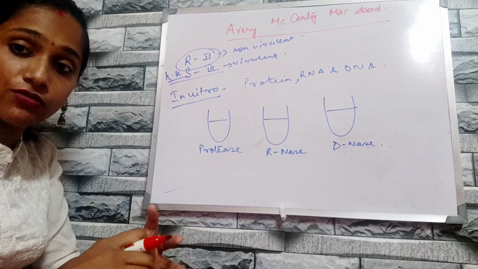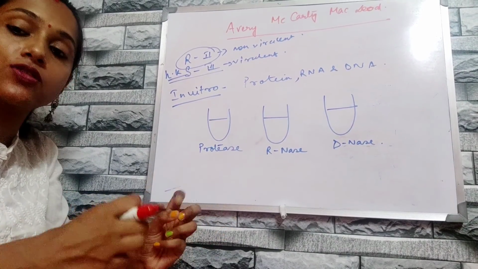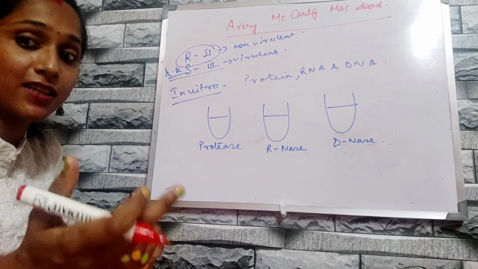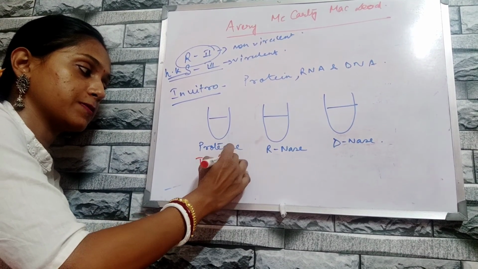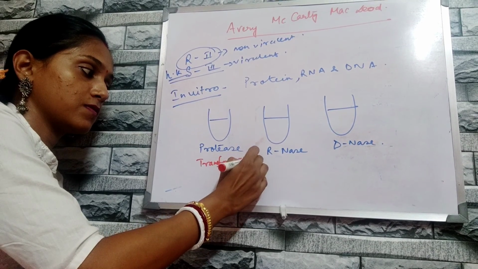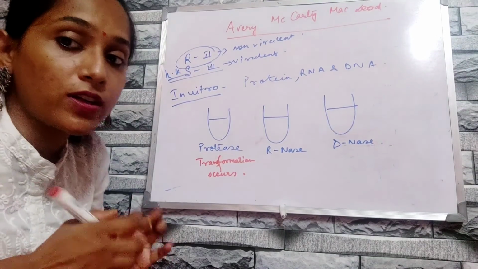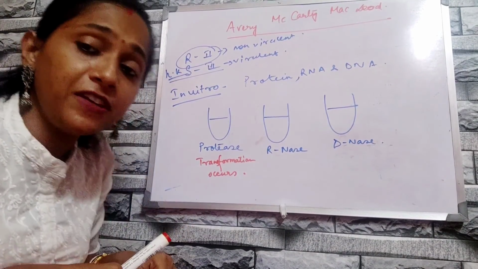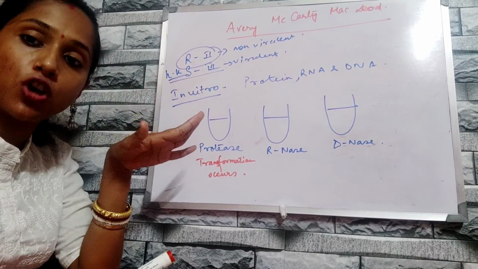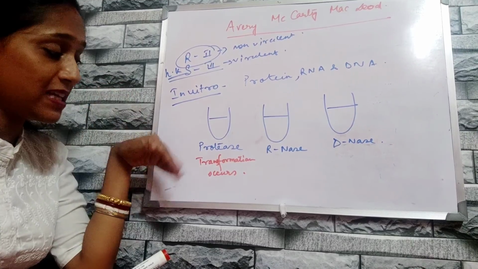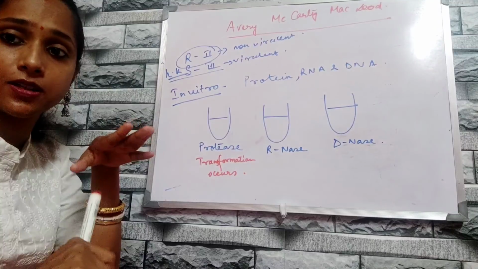After the action of the protease, they transferred this extract to another culture medium, and they saw that transformation has taken place. That means protein is not the genetic material, because if it had been the genetic material, then with no protein the transformation should have stopped right there, but it is not stopping. So it is clearly proved that protein is not the genetic material.